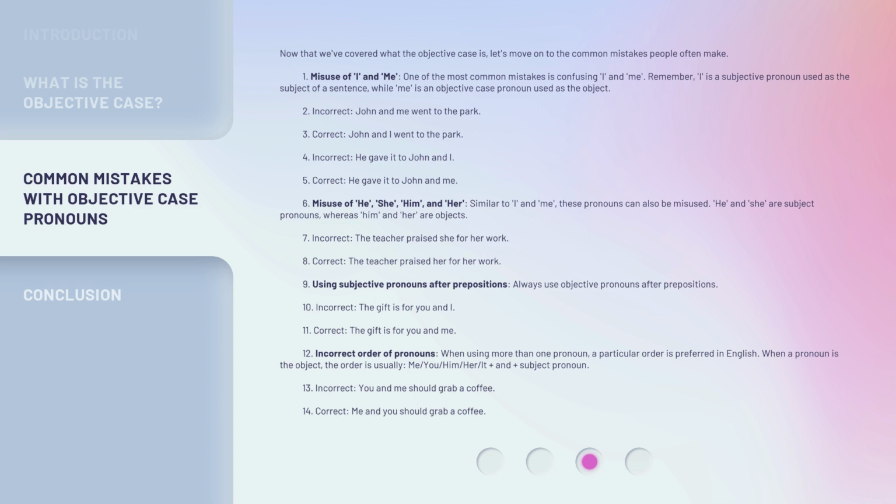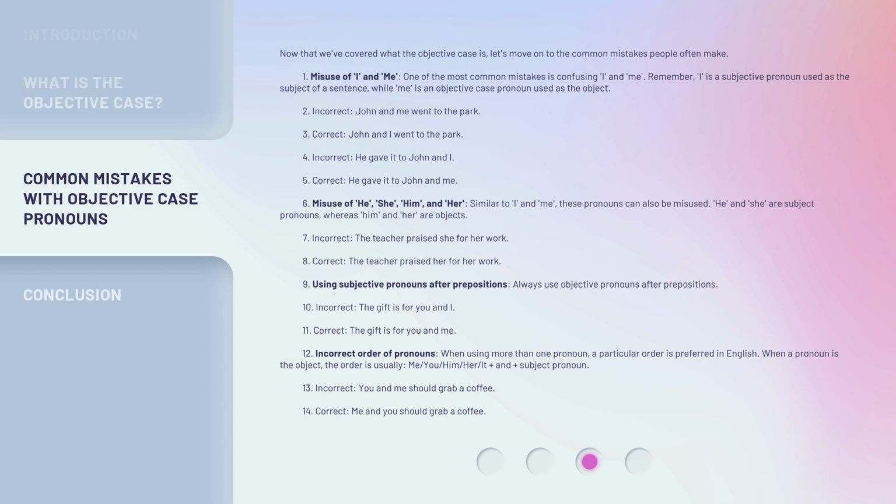6. Misuse of he, she, him, and her, similar to I and me. These pronouns can also be misused. He and she are subject pronouns, whereas him and her are objects. 7. Incorrect. The teacher praised she for her work. 8. Correct. The teacher praised her for her work.